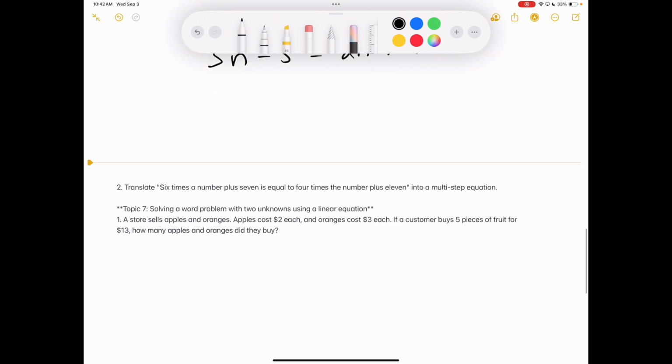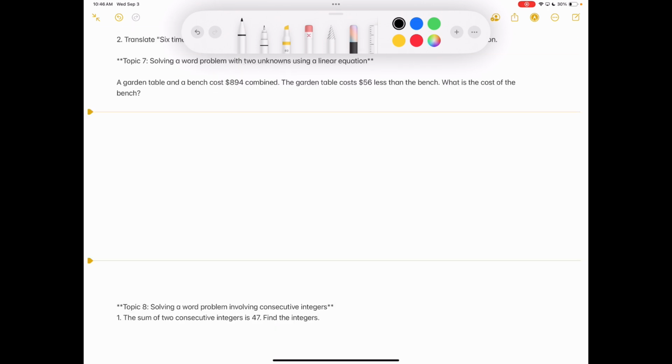So like I said, the garden table and bench cost $894 combined. The garden table costs $56 less than the bench. Oh, less than the bench, right? So what is the cost of the bench? That's always what you need to read here. Sorry, I think the other problem. Okay, X is the bench. Let's make X be the bench, right?